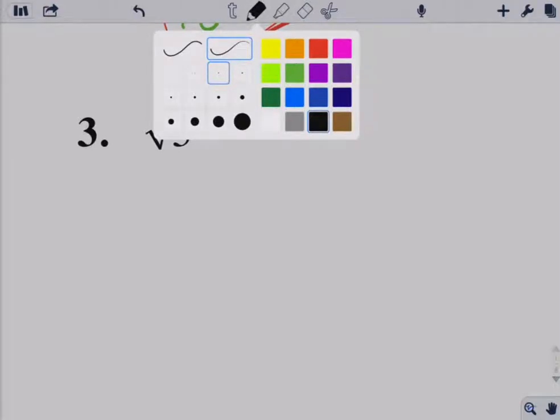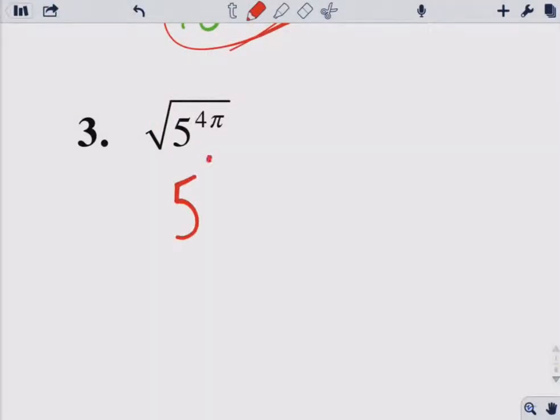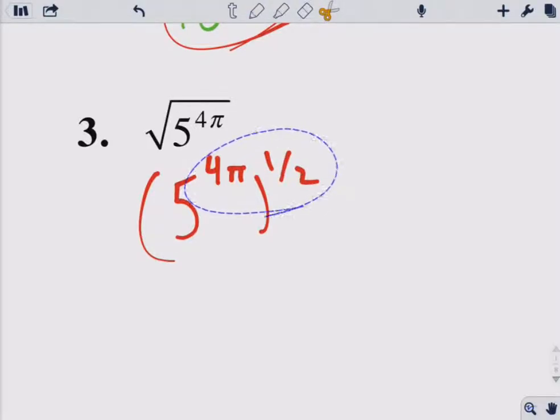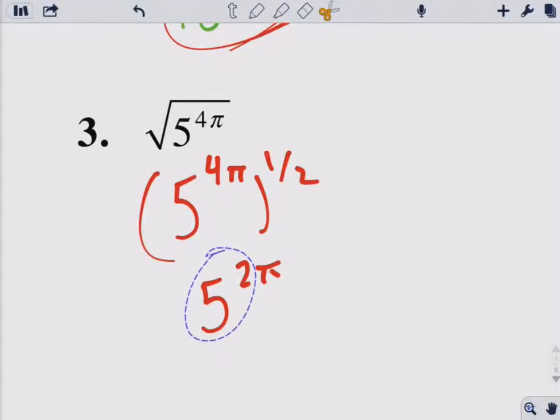Okay, now remember, a square root is the same thing as a 1/2 power. Well, now I've got a power to a power, and I multiply those things together. So to do that, I get 5 raised to the 2 pi, and again, I want to deal with that stuff. 5 squared is 25, so I'll get 25 raised to the pi.